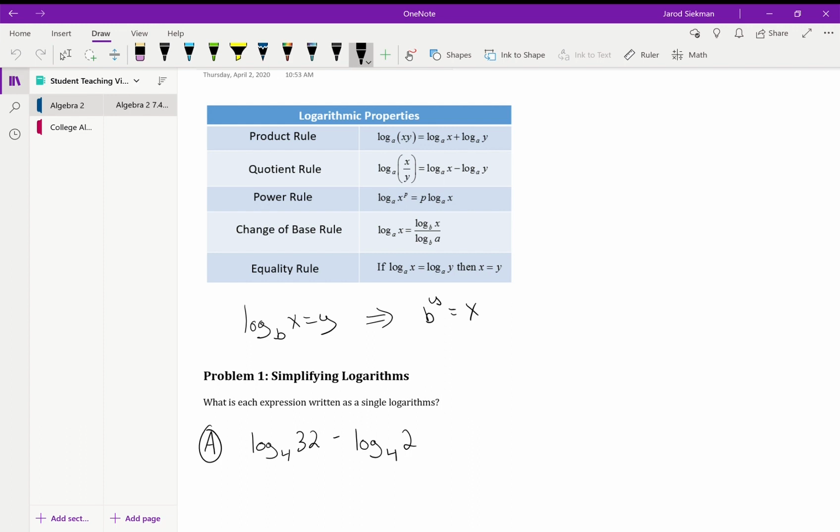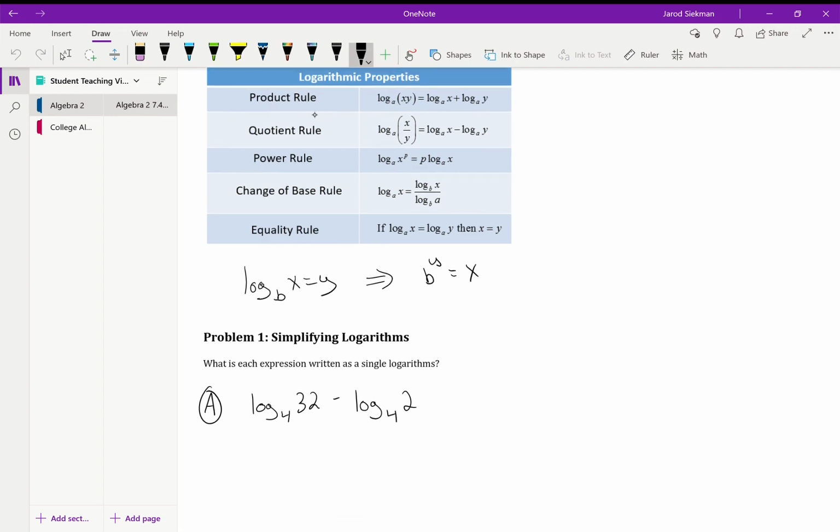First, we have the product rule, which says if we have the logarithm base a of two numbers that are multiplied together, x and y, that equals log base a of x plus log base a of y. The next rule, the quotient rule, is very similar. We have log base a of x divided by y, and that equals log base a of x minus log base a of y.